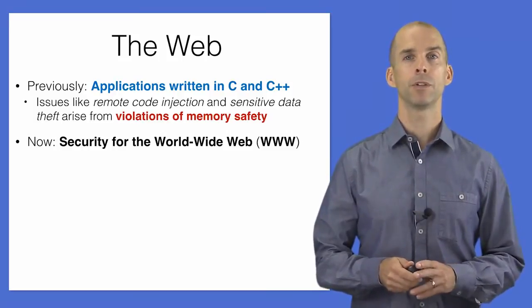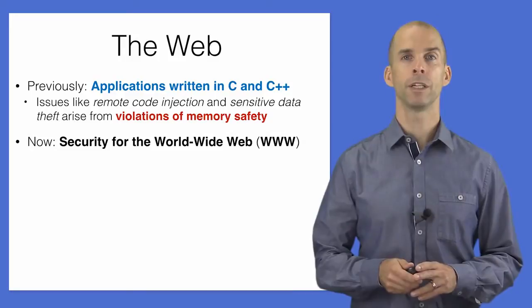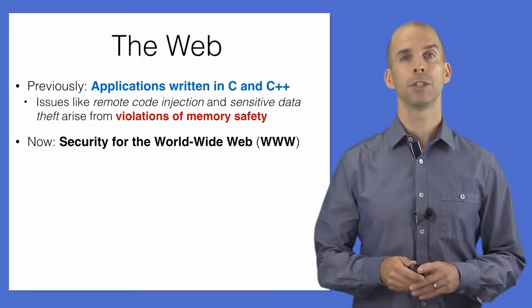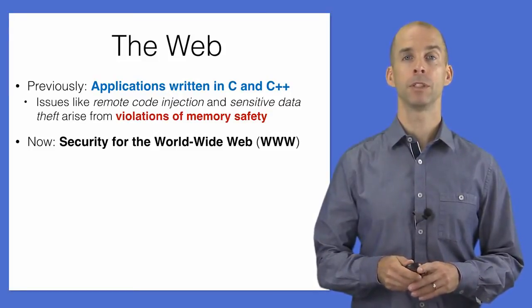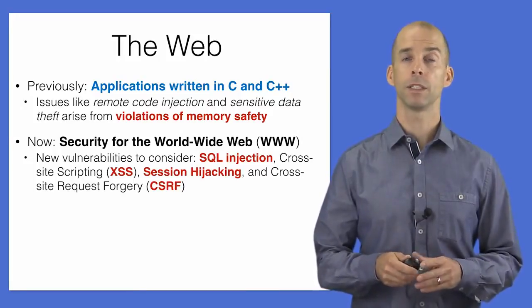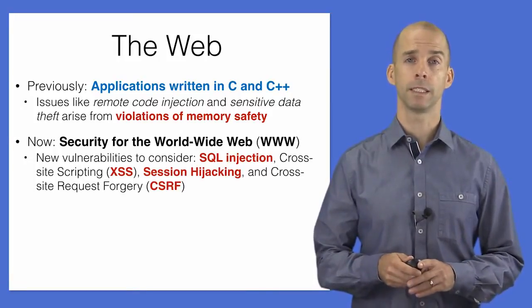One effective defense is to use a memory-safe programming language. In this unit, we turn our attention to Internet security, focusing on applications that are part of the World Wide Web. While many web applications are implemented in type-safe languages and thus avoid memory safety issues, they have their own sets of problems. These problems go by names like SQL injection, cross-site scripting, cross-site request forgery, and session hijacking.